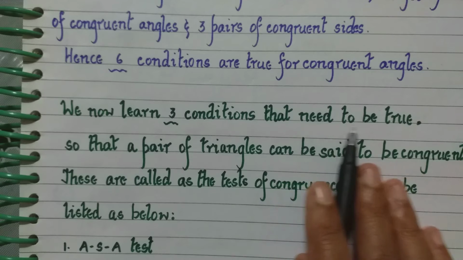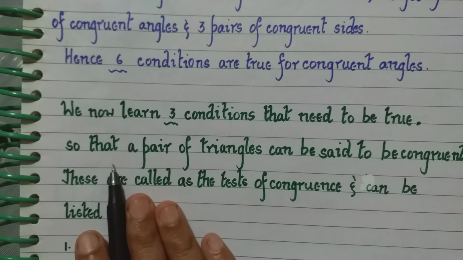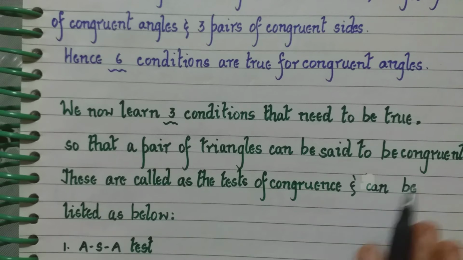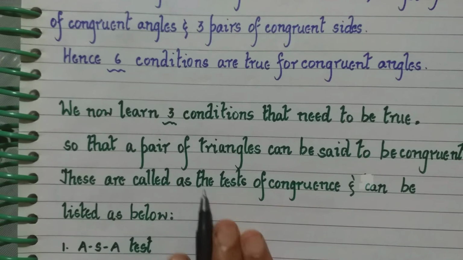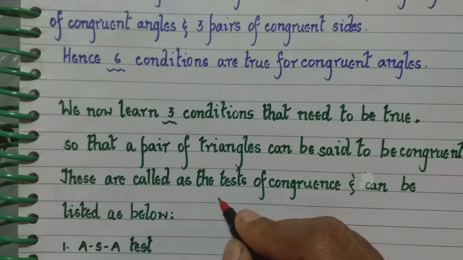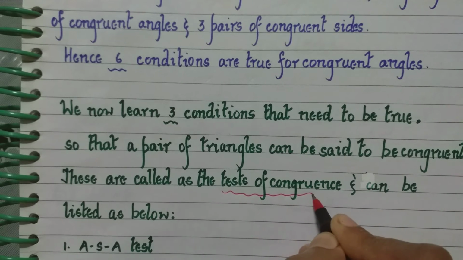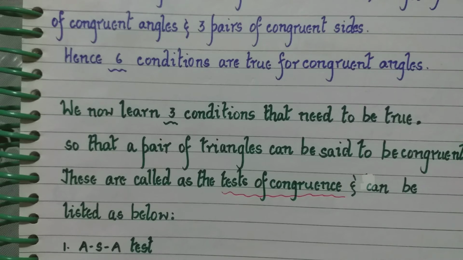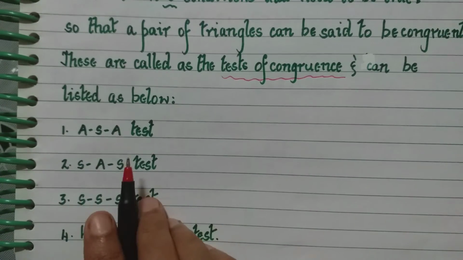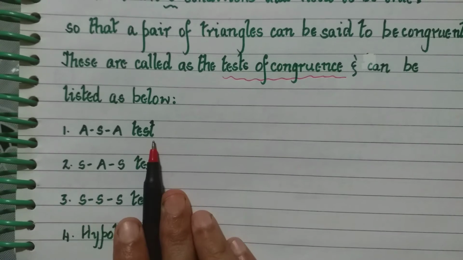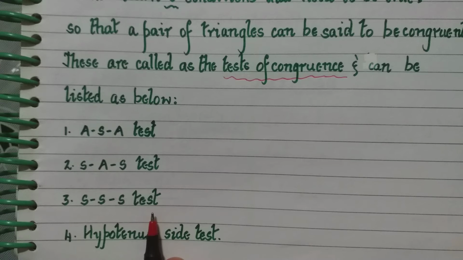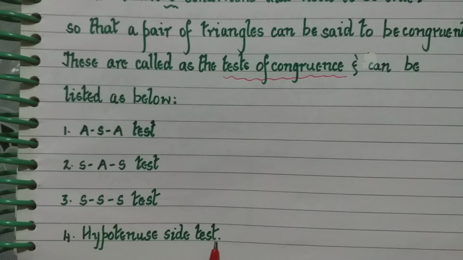We now learn 3 conditions that need to be true so that a pair of triangles can be said to be congruent. These are called, what are they called? They are called the tests of congruence. This is very important. They are called the tests of congruence and can be listed as below. What are the tests? ASA test, SAS test, SSS test and hypotenuse side test.